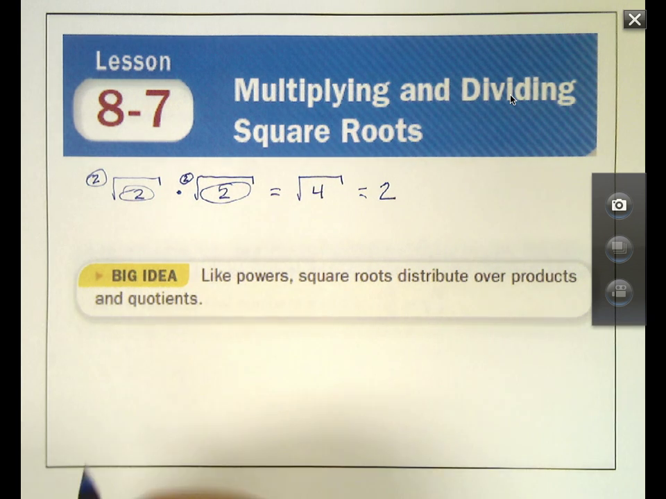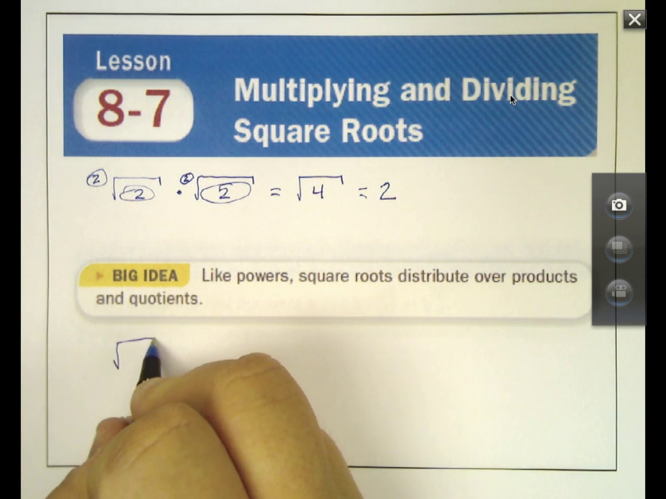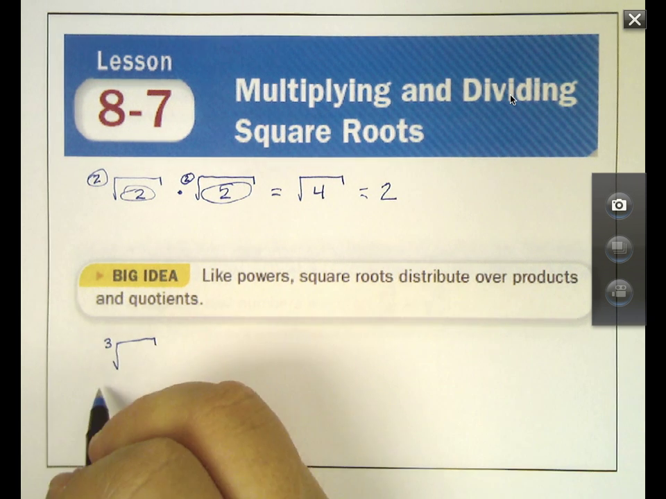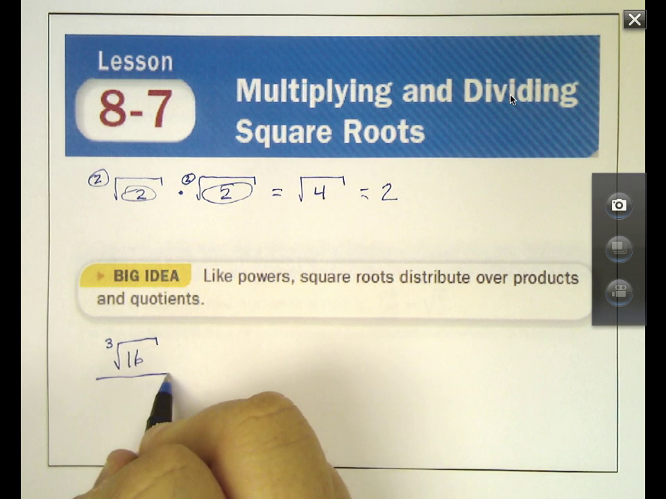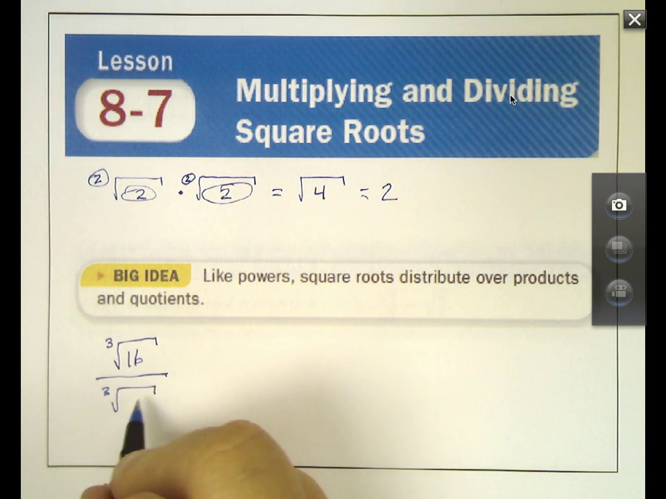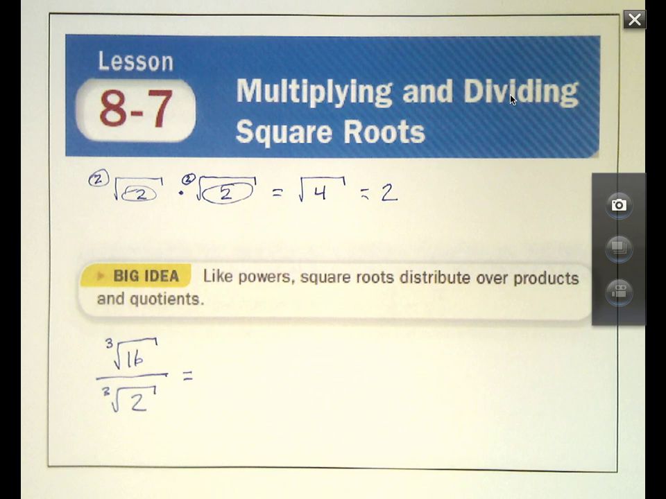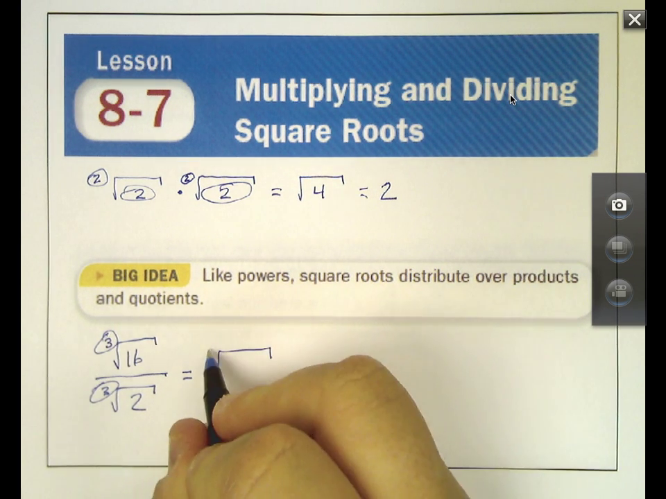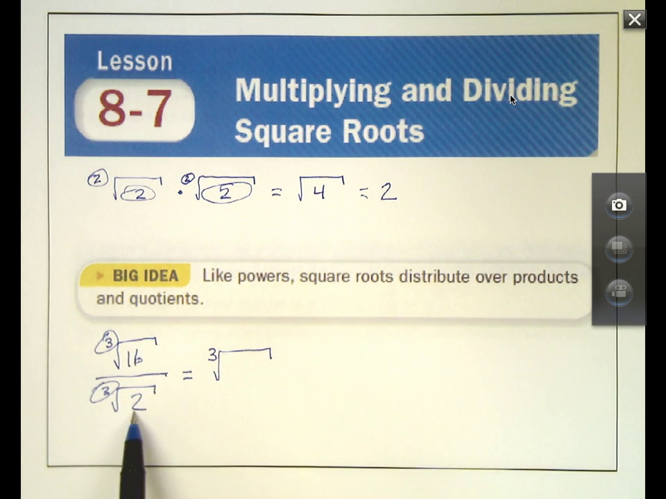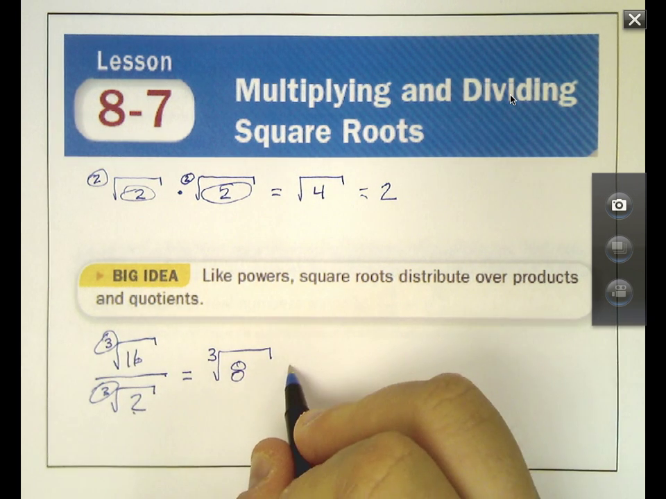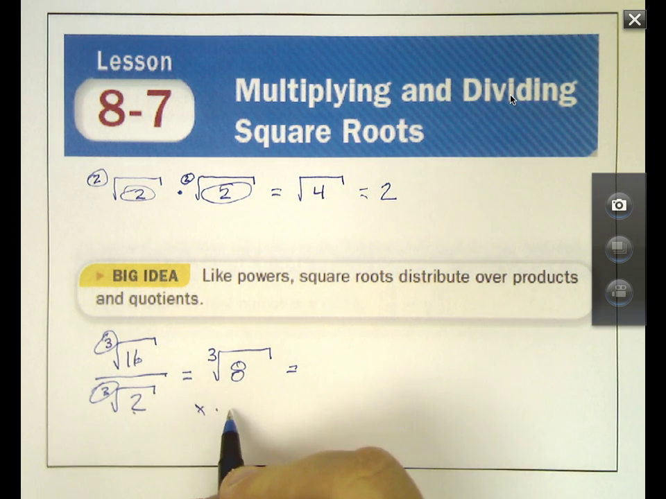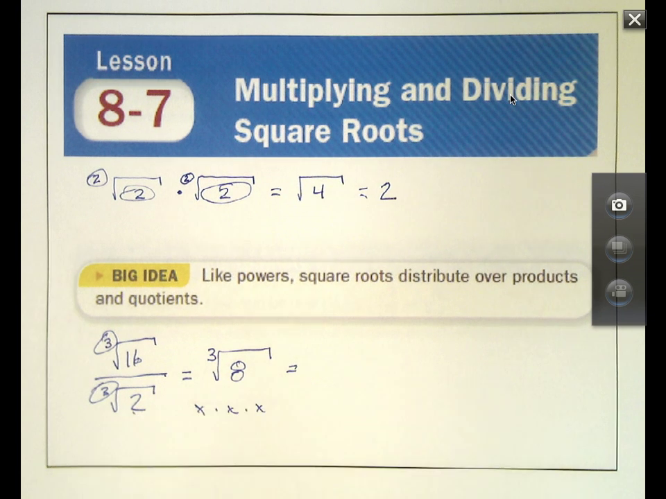Likewise, when we're dividing, okay, the indexes have to be the same. In this case, I'm going to use a cubed root. So, the cubed root of 16 divided by the cubed root of 2 is equal to, and since these are cubed roots, you're going to get out a cubed root. 16 divided by 2 is 8. Well, what's the cubed root of 8? Something times itself 3 times that's going to give me 8. And you would say is 2.